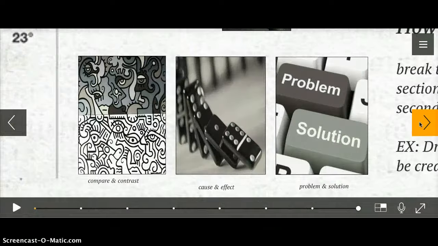So all of these different kinds of organizational patterns, like I said, normally they're mixed together. And I think that's true because they can work well together. So you have compare and contrast, cause and effect, problem solution, and of course chronological, which makes sense with all of these. And all of these make sense with each other in terms of how you're writing something and in terms of how you're reading something.